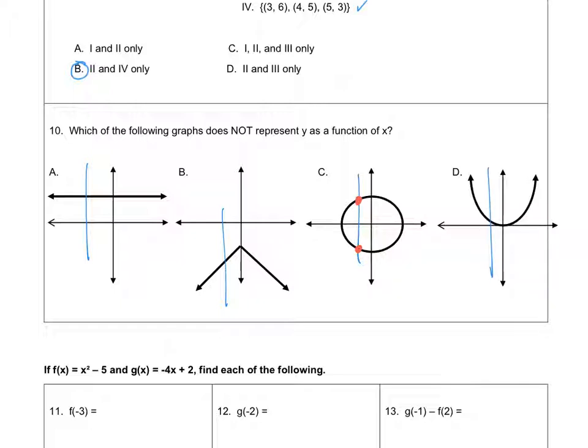And D, it only crossed once. So here, which one is not a function? That would have been C.